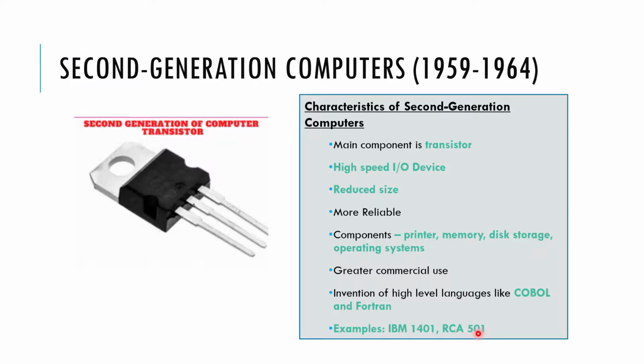So the points which you need to remember regarding the second generation computers are the period of second generation computer, main component is transistor, size was further reduced compared to the first generation computers, high speed input output devices, components include printer, memory, disk storage, operating system, invention of high level languages like COBOL and Fortran came into use during this time, and the examples of second generation computers.